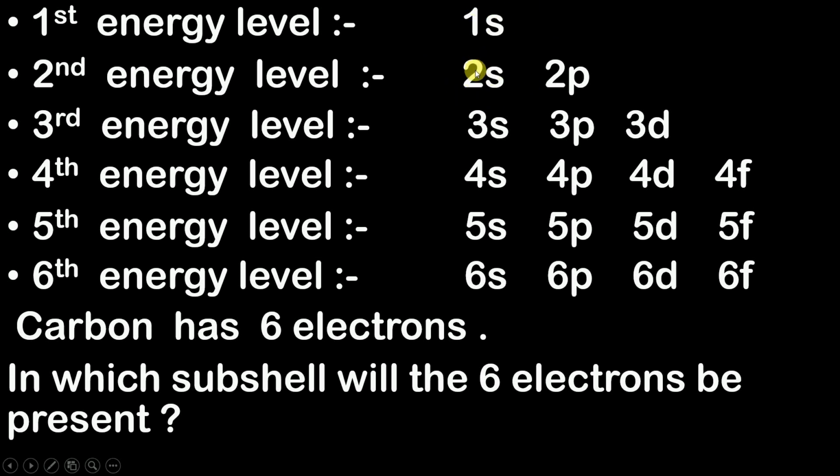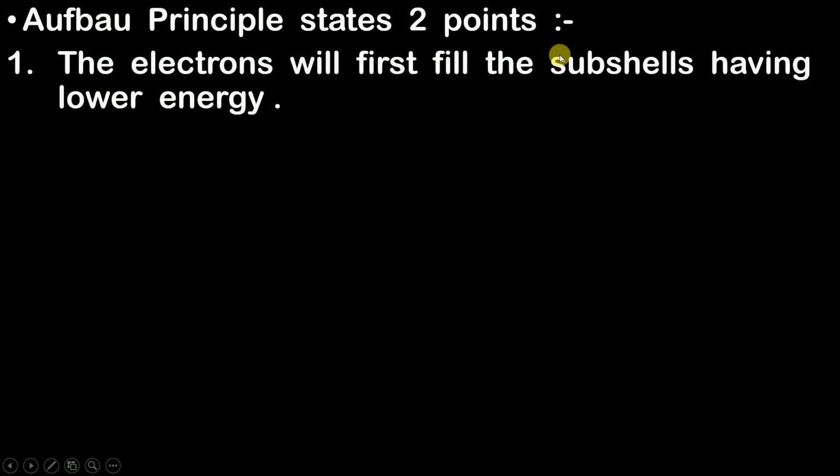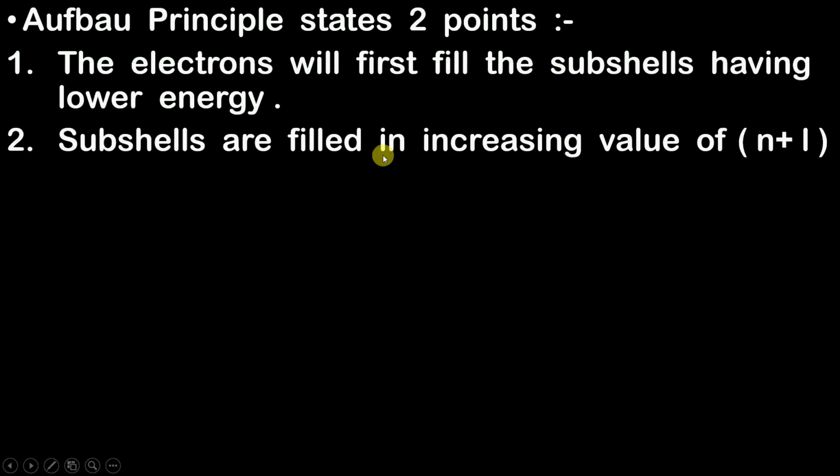Now this is just an example that I considered. But when you consider all of these subshells, how will you know which subshell has more energy and which has less? To find that out, there is one formula: subshells are filled in increasing order of the value of n plus l. Suppose the n plus l value is less, then the subshell is going to have less energy. We will understand this with the help of an example. See, for example, consider 3d and 4s.